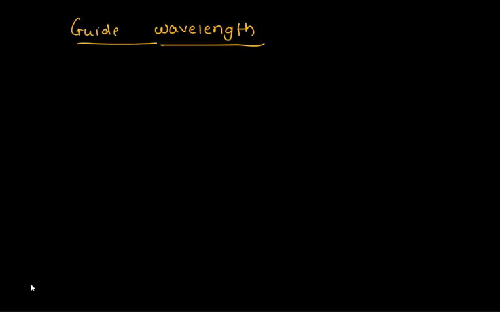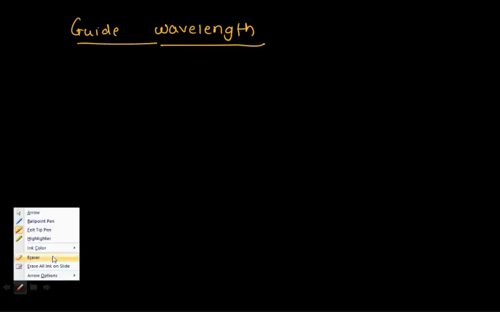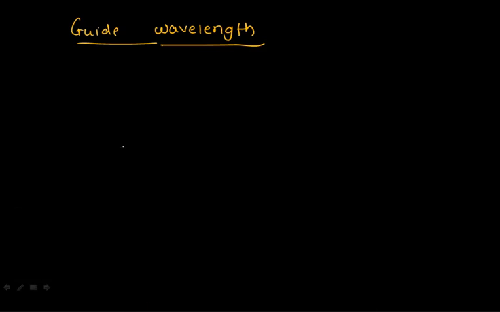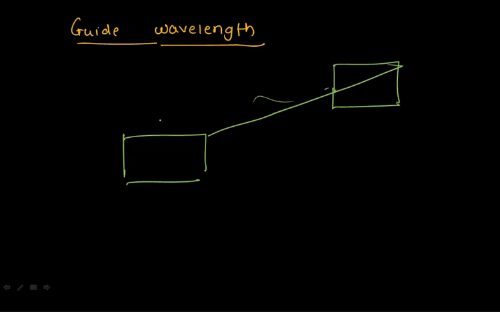that particular wave passes through the rectangular waveguide. So if I'm taking a rectangular waveguide here, this is my rectangular waveguide. Okay, so I'm just connecting these parts. So how am I going to define this guide wavelength?